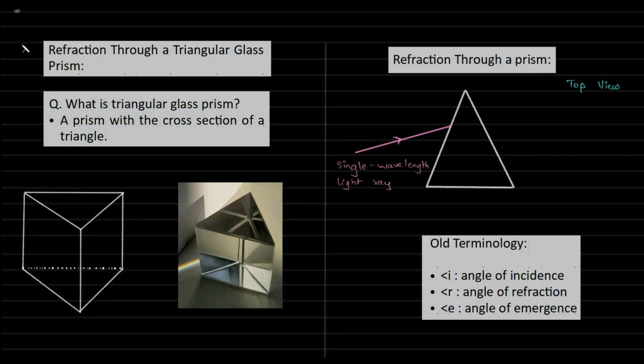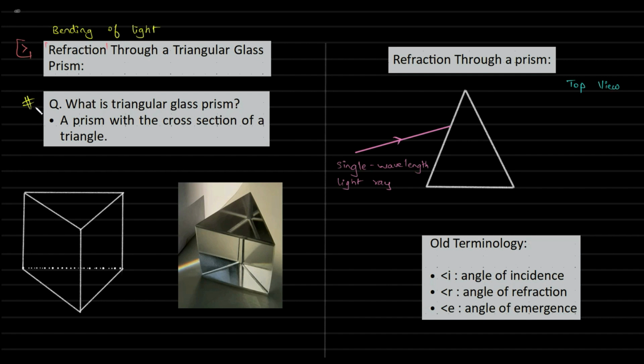For the next set of topics, we will be using this particular understanding. Refraction through a glass prism, triangle glass prism. So what is refraction? Refraction, you guys know, it is nothing but bending of light. Through what? Through a triangular glass prism.